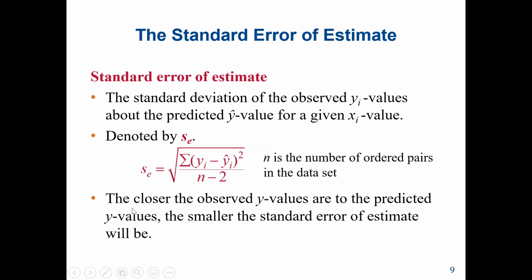Now here we say the closer the observed Y values are to the predicted Y values, the smaller the standard error of the estimate will be, because it is based on the difference between the two. So if the standard error is 0, this means the predicted Y value is the same as the actual Y value. And that's our main goal, to reduce the standard error of the regression.